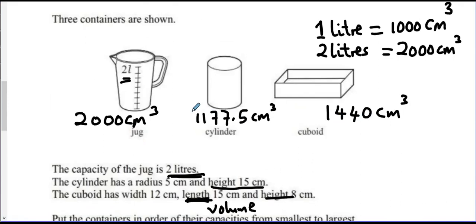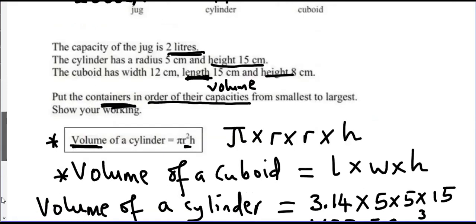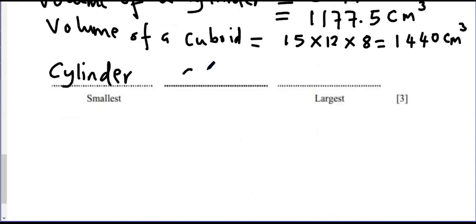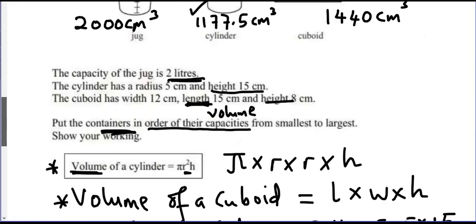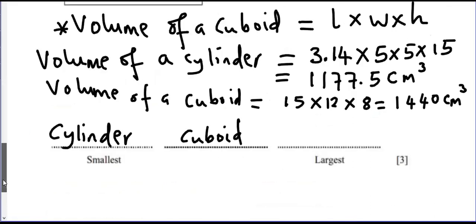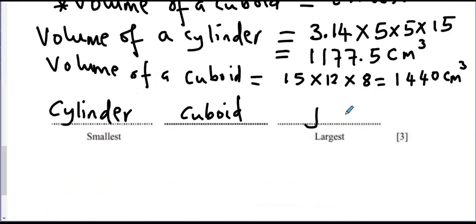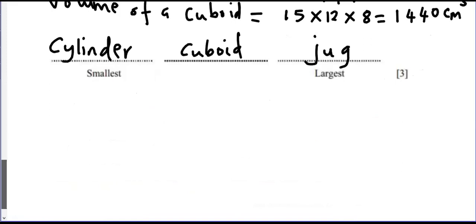The next smallest will be, this is 1440, this is 2000, so the next smallest will be the cuboid. Go ahead and write cuboid. And then the largest automatically will be the jug. The jug will be the largest. So go ahead and write jug. All right, I hope that is clear.